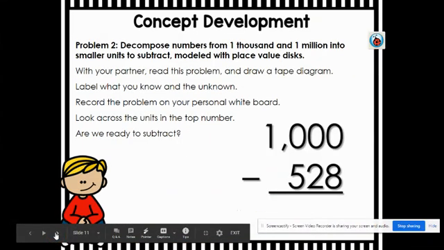Okay. Now, we have to decompose with a bunch of zeros. This is the trickiest part. So everybody's writing this on your notebook paper. 1,000 minus 528. Everybody is writing that?